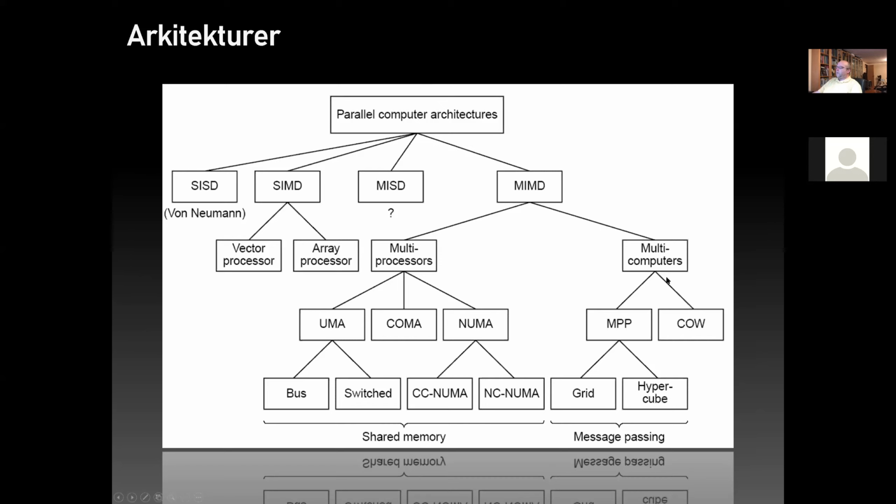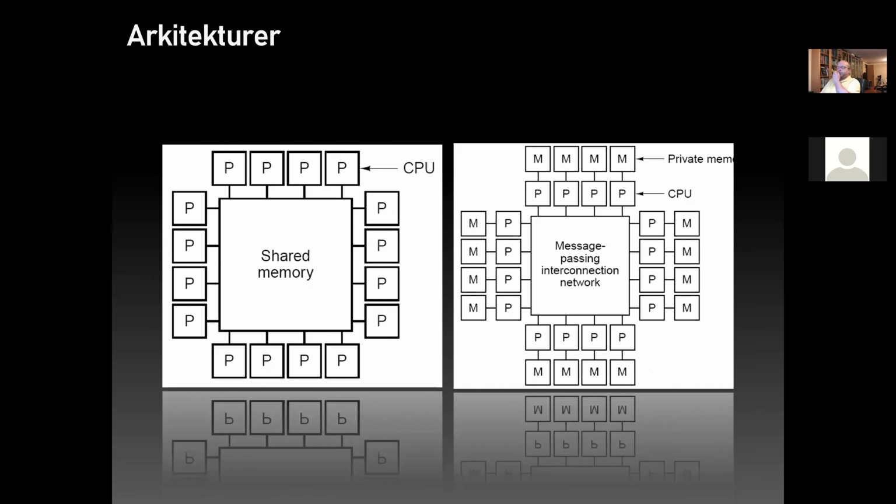A compute cluster, called multi-computers, is where you have multiple servers with smaller processors inside, and you connect them together using a network to build a larger compute cluster. Those clusters communicate using message passing. So these are the two main designs.